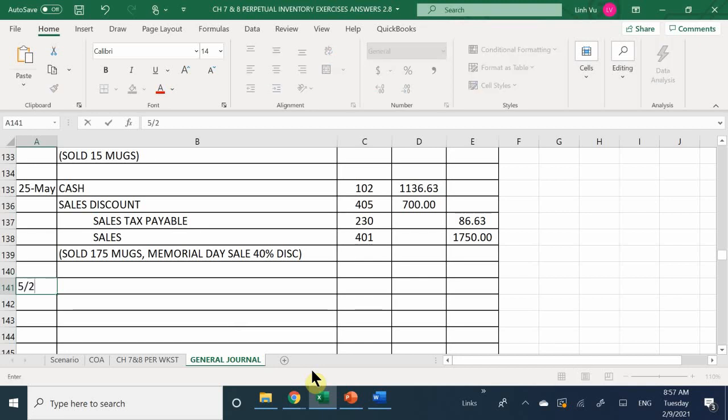And then, of course, what is also going to be the second thing I need to put in here? Cost of goods sold. We need to update our inventory. Cost of goods sold Mugs, and mugs.